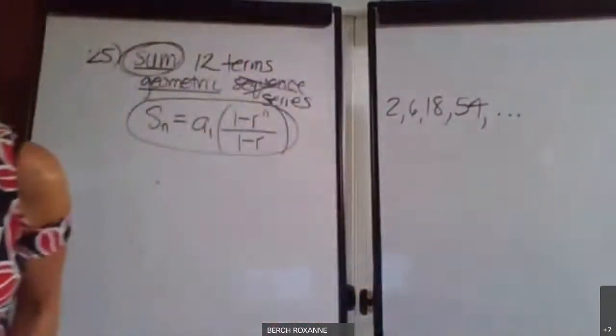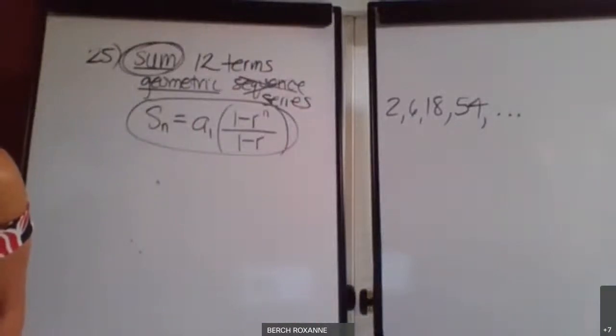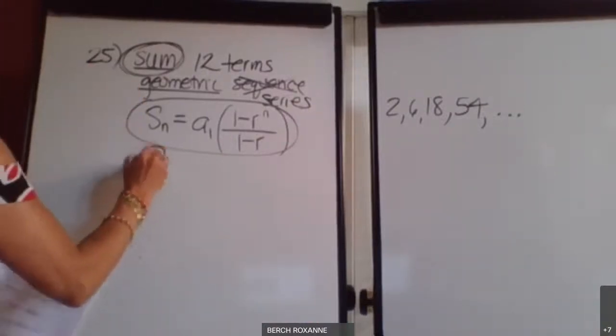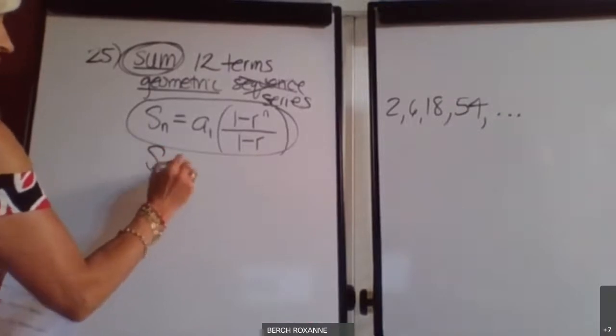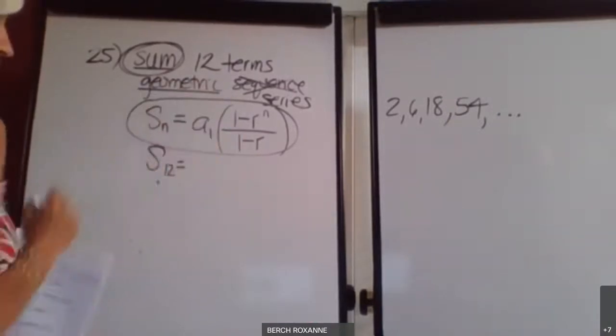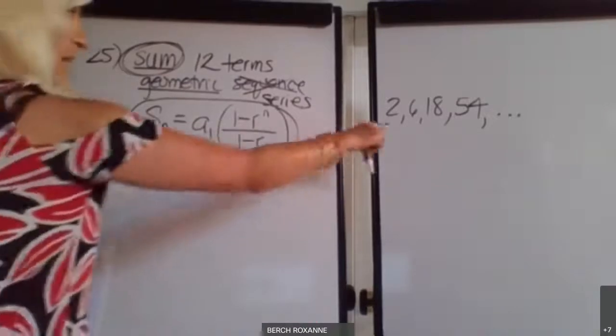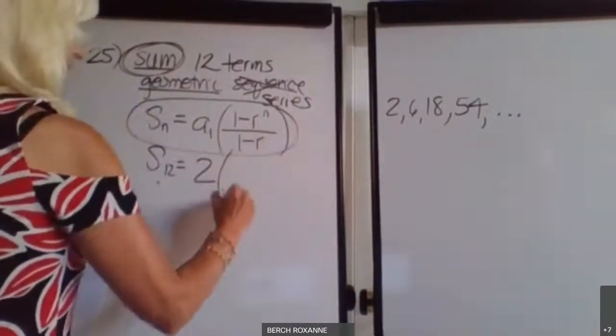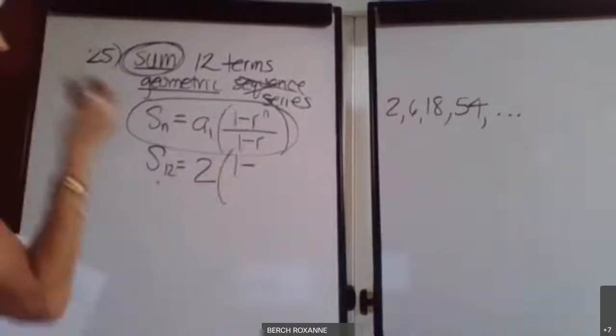Okay, the directions say find the sum of the first n terms of the geometric sequence. So, all right, so here we go. So they want us to find the sum of the first 12 terms. So wherever you see an n, you're going to put a 12. So a sub 1 is the first term, and this would be 1 minus, now we need r.